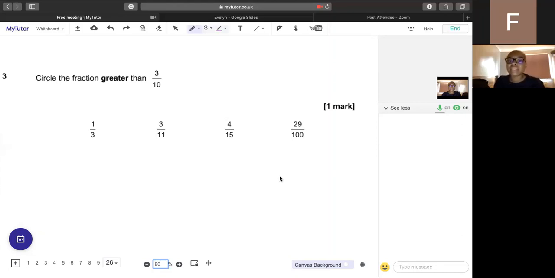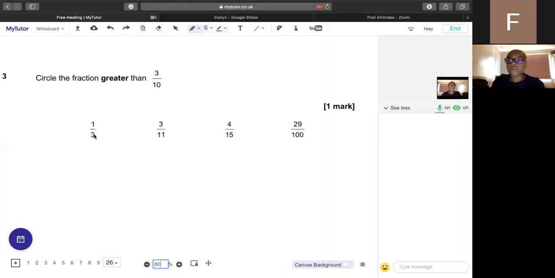What I would say is do them individually with the 3/10. So work out a common denominator with 3/10 and a third first. If that doesn't work, then work out a common denominator with 3/10 and 3/11, and so on. So let's do the third first. So 3/10 and a third.